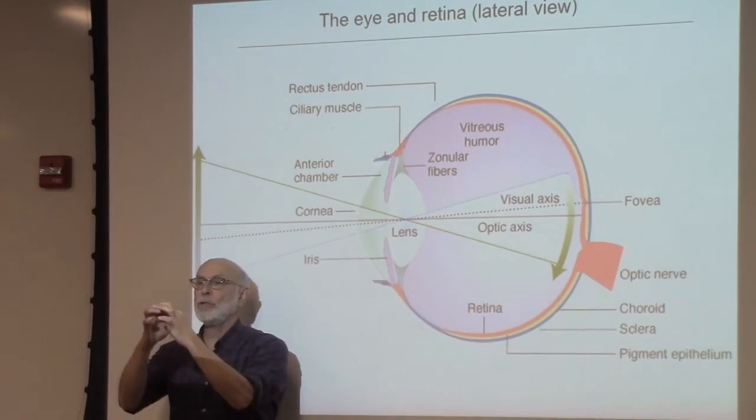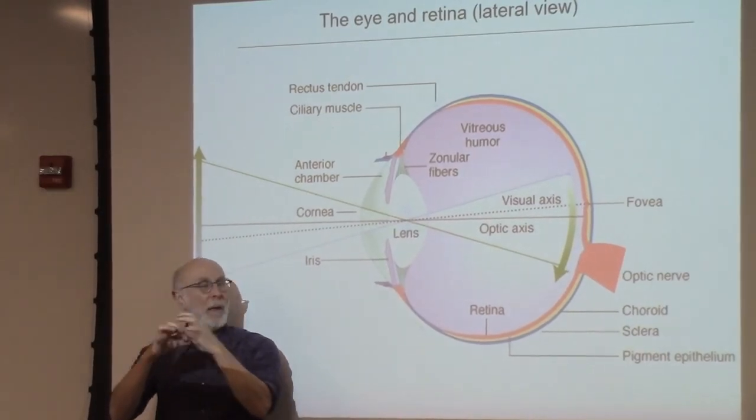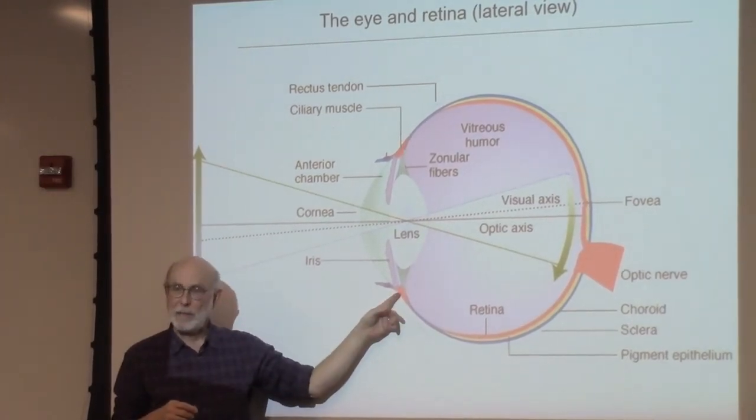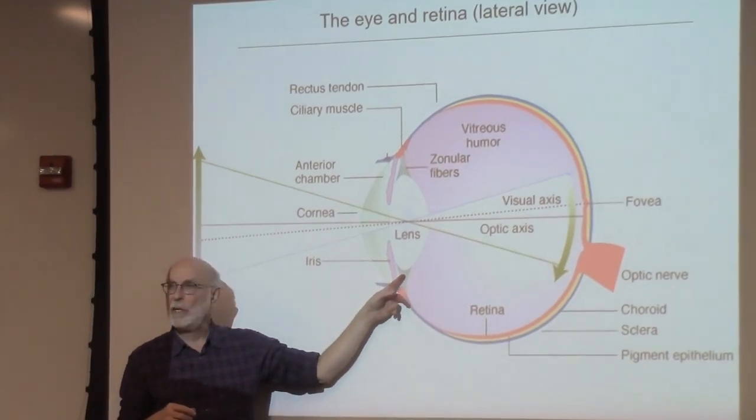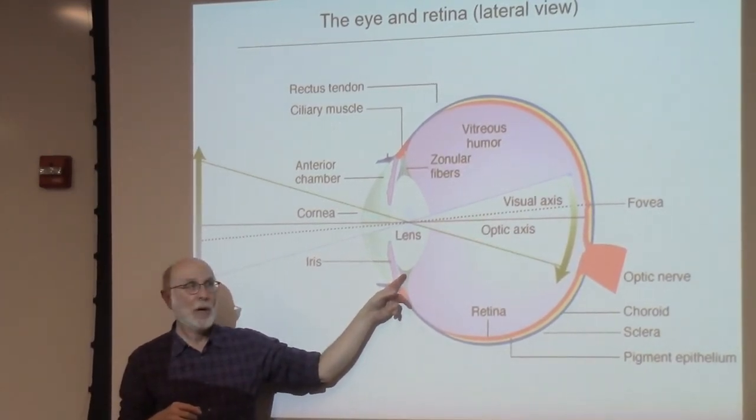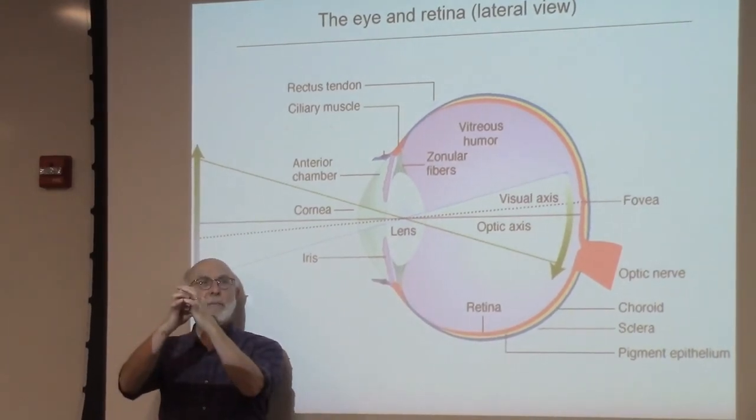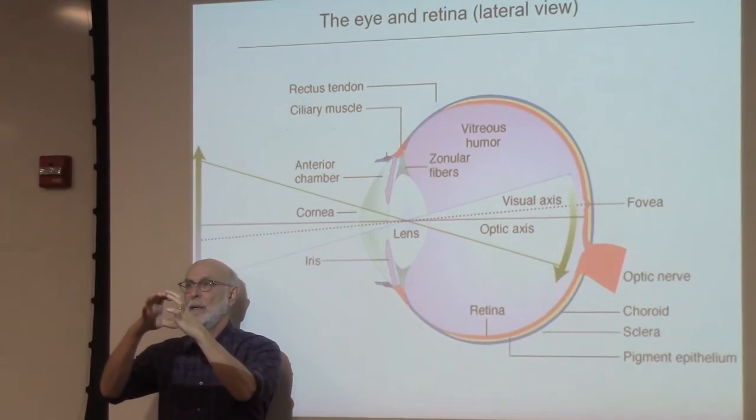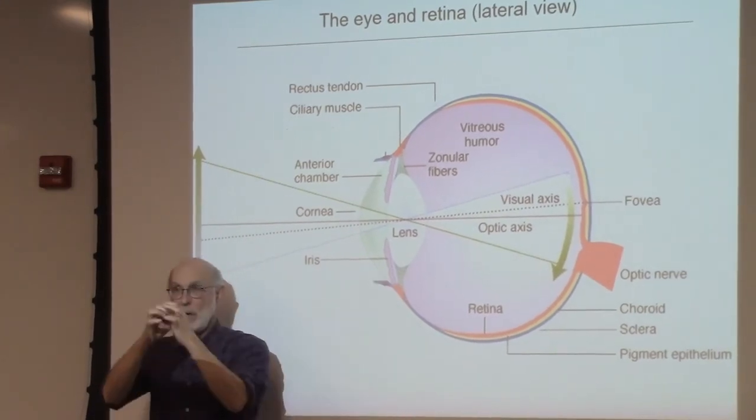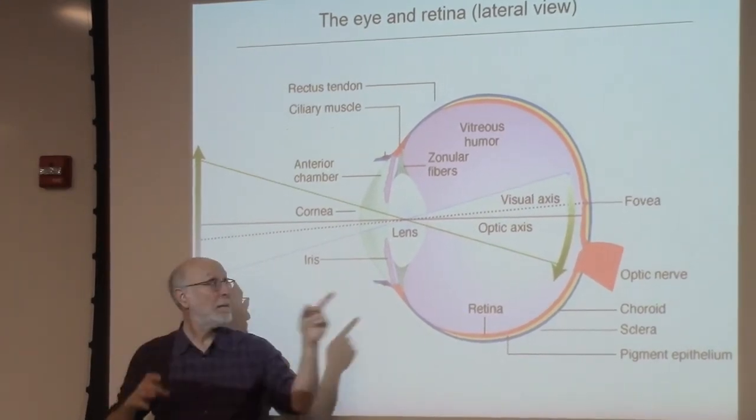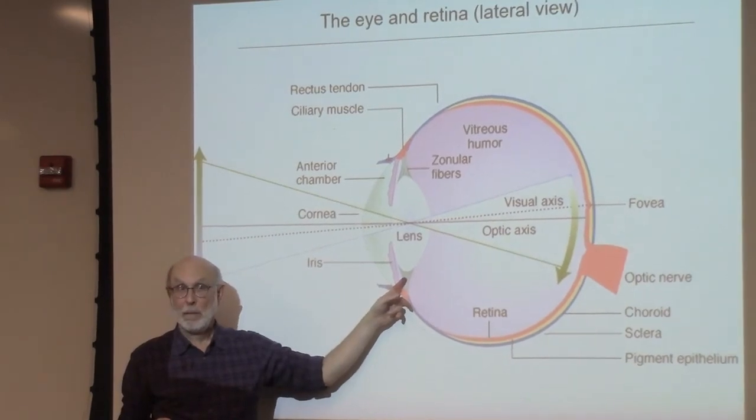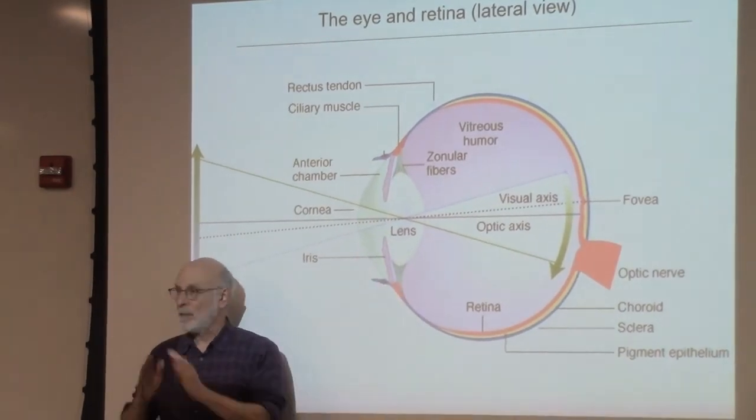The iris controls the diameter of the pupil, and the ciliary muscle controls the tension on the zonular fibers, which puts tension on the lens. So when the ciliary muscle is dilated, the tension on the lens is great, and the lens is flat.